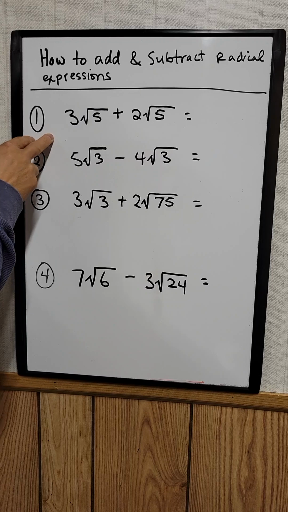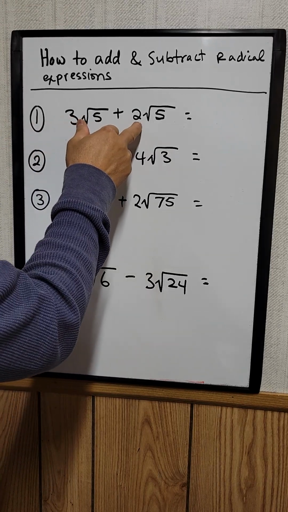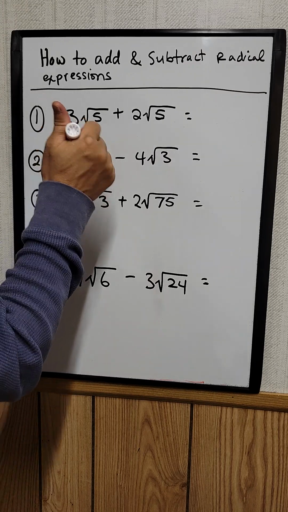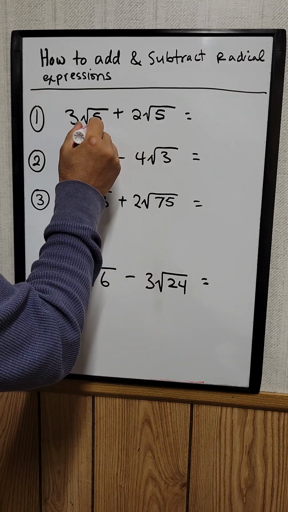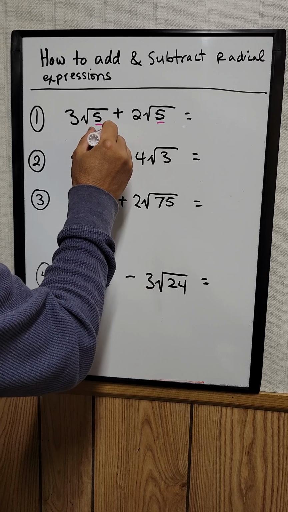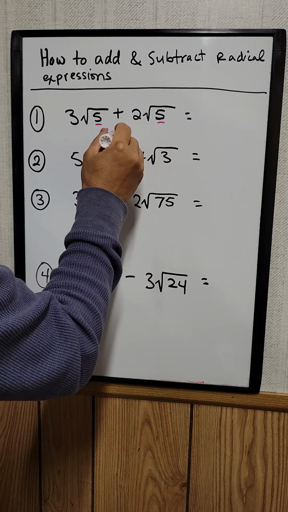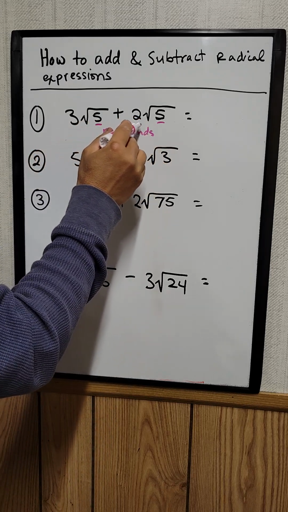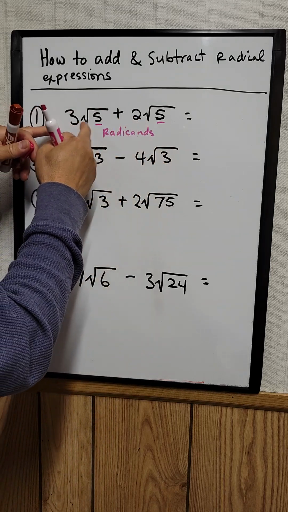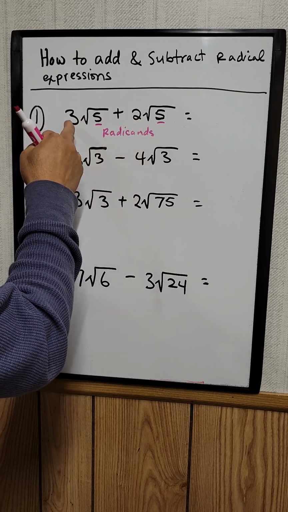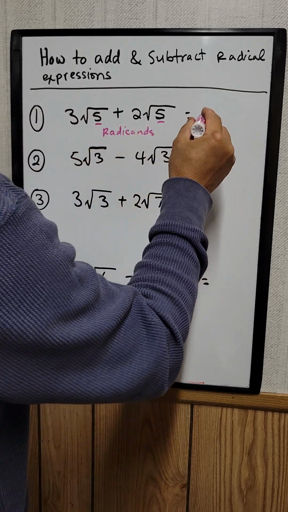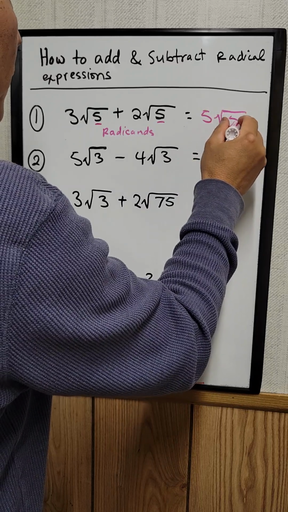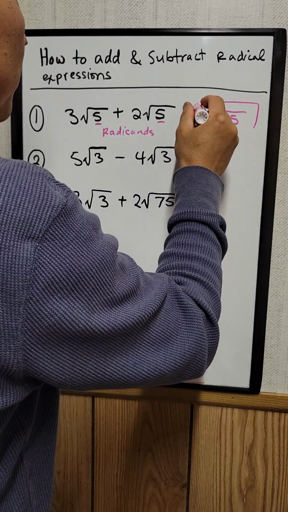For example number 1, 3 times the square root of 5 plus 2 times the square root of 5 equals what? So the radicands, both radicands are the same right here. This is called the radicand. When both radicands are the same, you can just add whatever number is in front of the square root sign. So 3 plus 2 is equal to 5, and then just times the square root of 5. That's the answer right here.